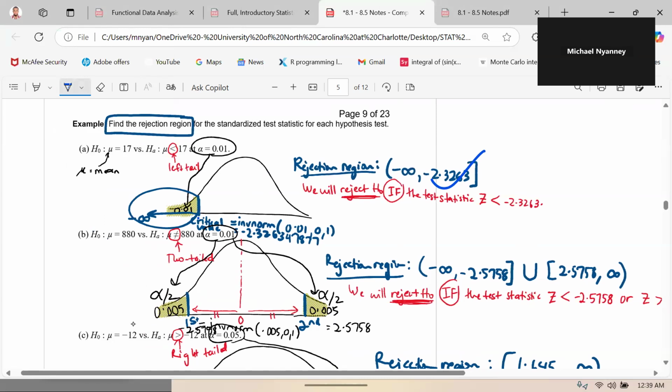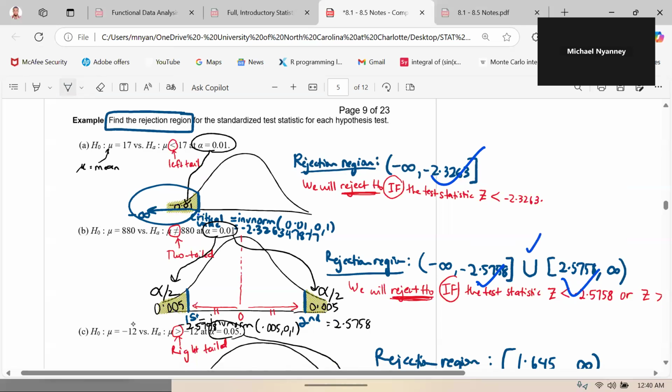So the calculator will give us the z alpha over 2 to be this. So divide your alpha by 2, so it will be 0.01 divided by 2. Okay, so this will be to the left and this will be to the right. Then you union them, use this symbol to combine them, and you're good to go.